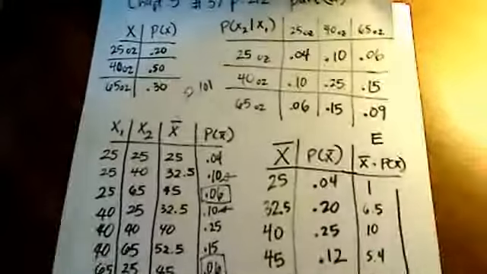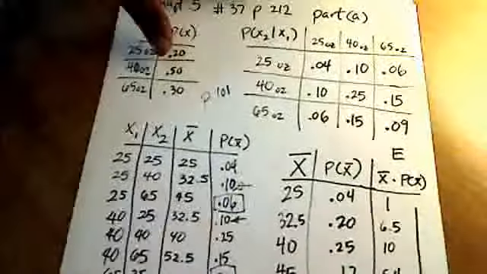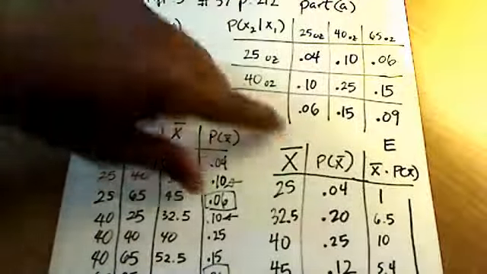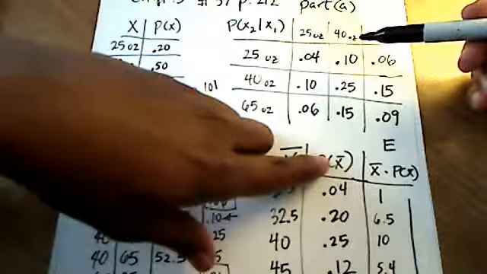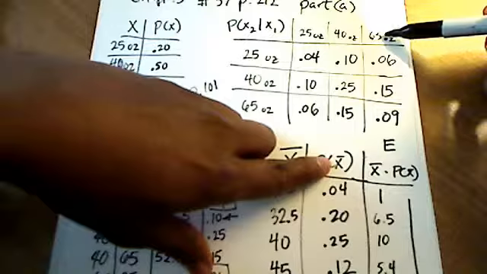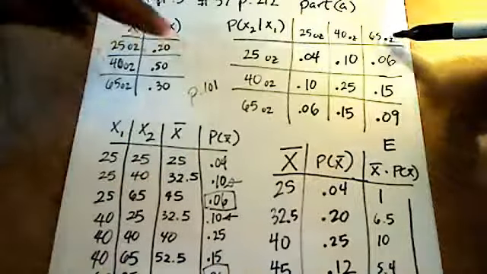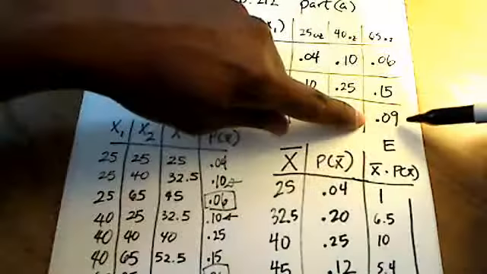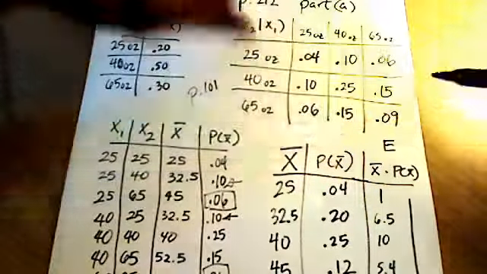Now, don't be shocked by everything else you're going to see on this page, but I'm going to explain it all to you in just a moment. The rest of that table looks like this right here, and this is easy to see. If the first person chooses 65 and the second person chooses 65, we're simply saying 30% times 30% is 0.09.